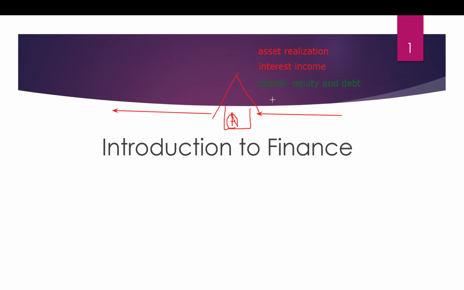Right, and capital, equity and debt capital, interest income, asset realization, and what is the other thing I told you? Sales. Sales, that is credit and cash, right? So those are the ways that we are going to get money to the business. So these are the cash inflows.